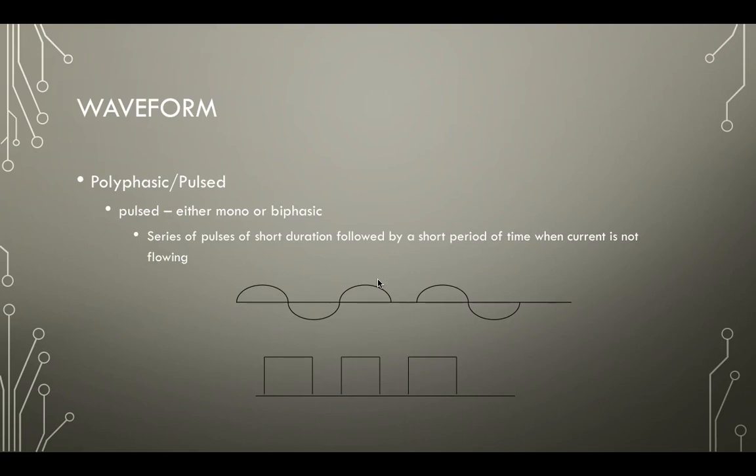So those polyphasics are most likely what we will end up dealing with in our modalities. Again, they can be either monophasic or biphasic, where we have this off time that the electrons aren't flowing. So it's a series of pulses, usually of short duration. We also have something that we call a duty cycle, which is us actually turning off the current. So this is just pulsing within the wave. We can turn off the current and turn it on with our duty cycle. But it's a series of pulses of short duration followed by a short period of time where the current's not flowing.